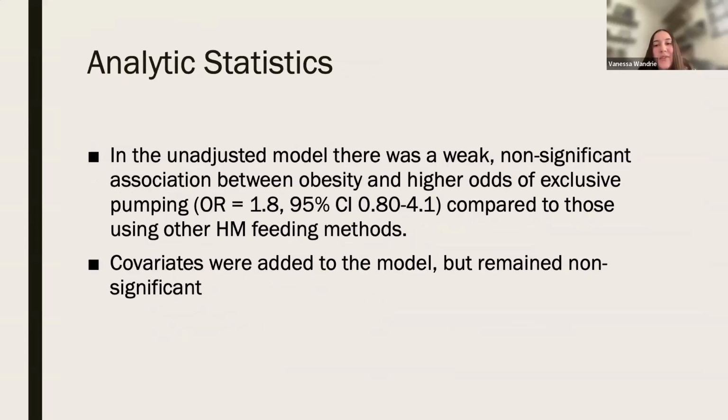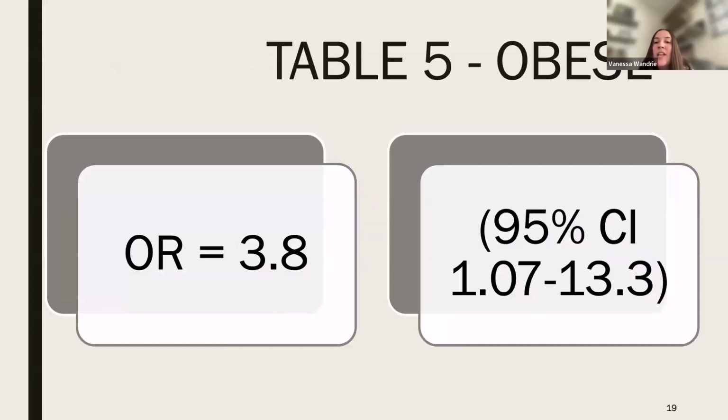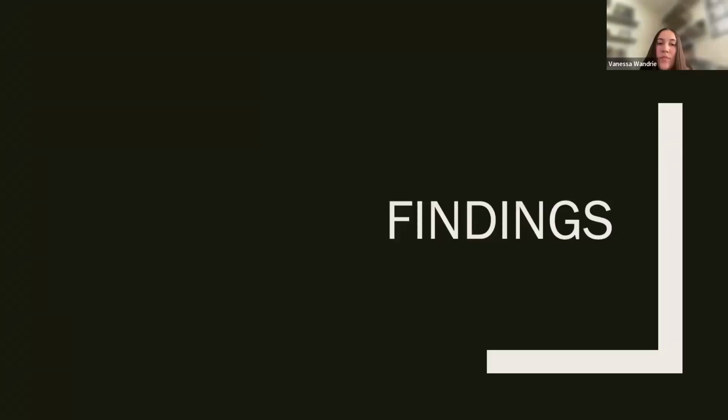In the unadjusted model, there was a weak, non-significant association between obesity and a higher odds of exclusive pumping, with an odds ratio of 1.8 compared to those using other human milk feeding methods. Covariates were added to the model, but remained non-significant. However, in a post hoc subgroup analysis, with the reference group consisting of those who were normal weight and overweight, while also excluding those who were considered underweight, the test resulted in significant findings with an odds ratio of 3.8 and a 95% confidence interval of 1.07 to 13.3.